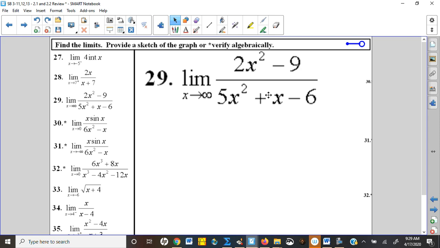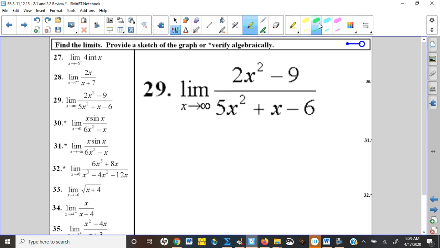Number 29. You really got to get in the habit of immediately looking at this. I think a lot of people would look at this and start, oh, I have to factor and see if there's vertical asymptotes or holes, blah, blah, blah. But the infinite limits, the end behavior doesn't care about vertical asymptotes or holes. They just care about whether we're converging or diverging. So what really matters is the power on the top is 2, the power on the bottom is 2. We call that a tie, right?